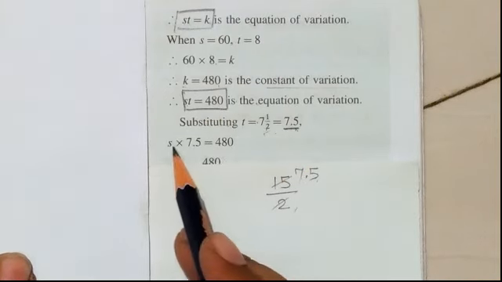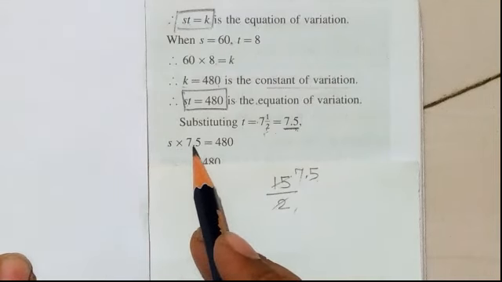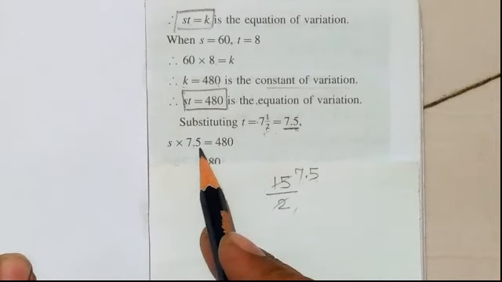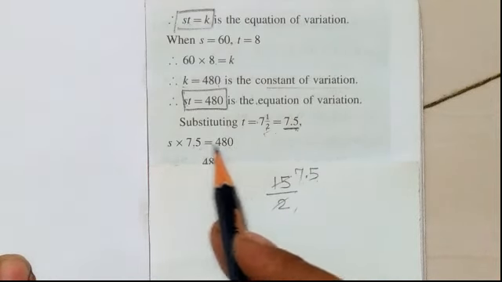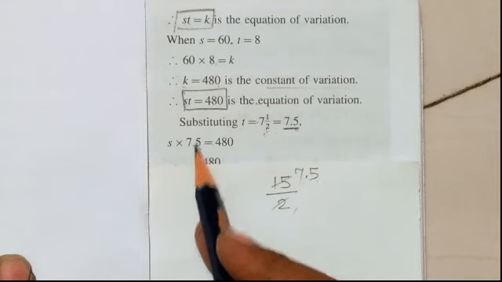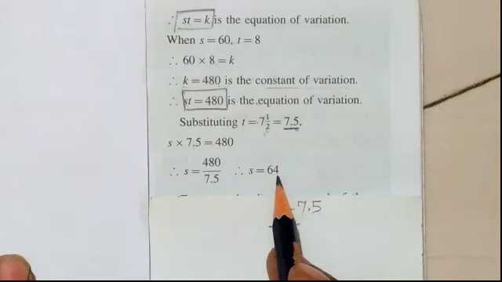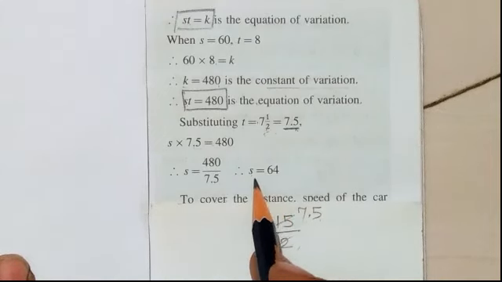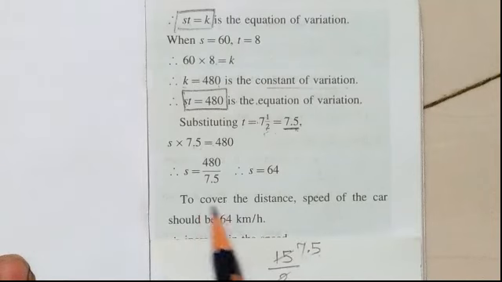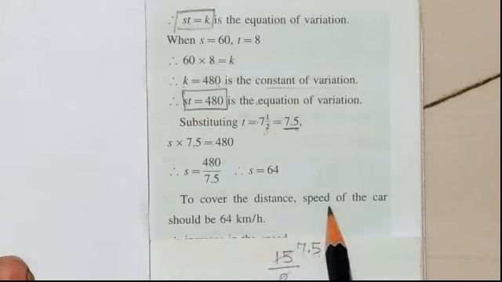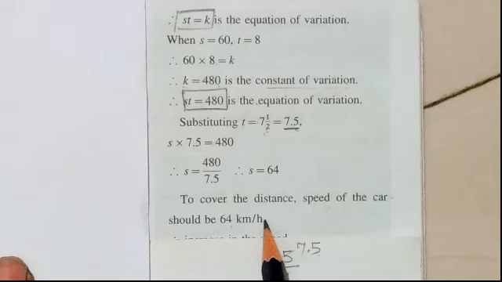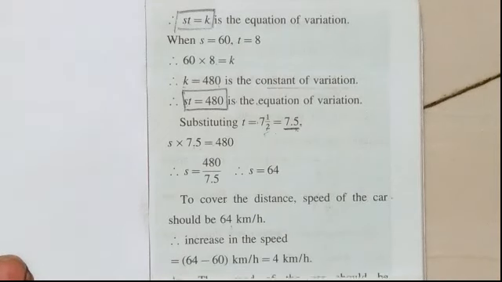See here now, s will be as it is because we don't know the speed, that we have to find out. t, it means time, is 7.5 here, is equal to 480. This 7.5 is multiplying here, so it will go to the other side, that is going to divide. So the answer will be 64. So this 64 is the speed we require to cover the same distance. The speed of the car should be 64 km per hour. So this is the answer.